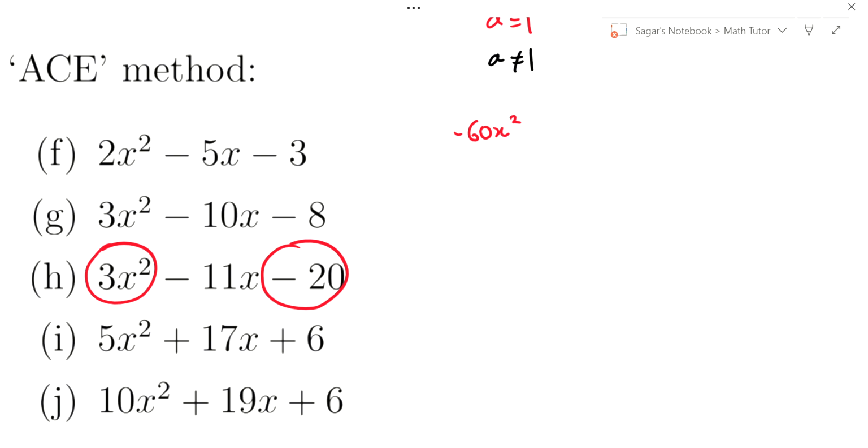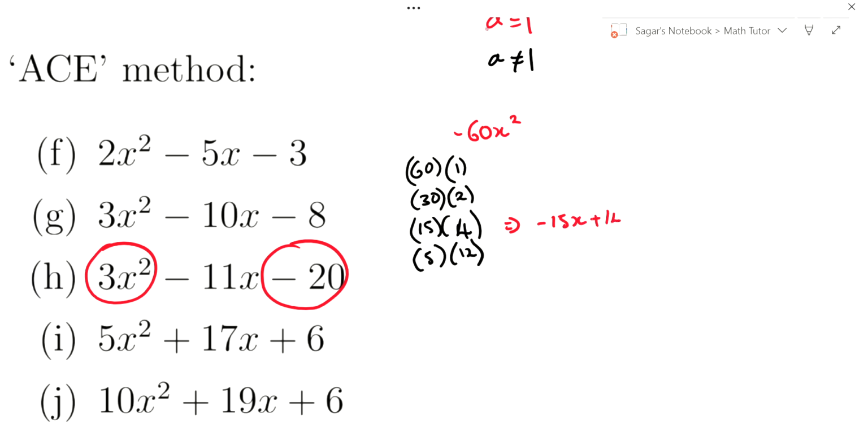We can have 60 and 1, 30 and 2, 15 and 4, 5 and 12. In this case, it's going to be 15 and 4. Let me show you why. Minus 15x plus 4x. So you see that minus 15 plus 4 is minus 11x.